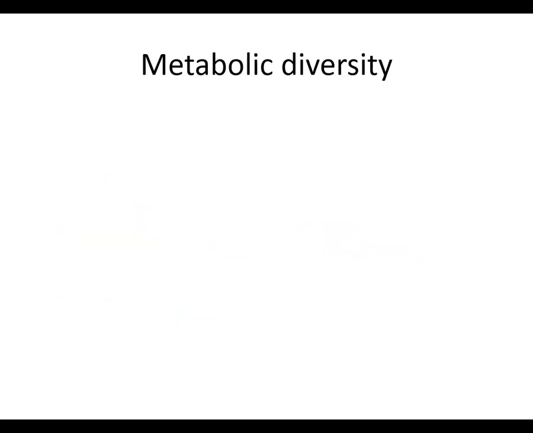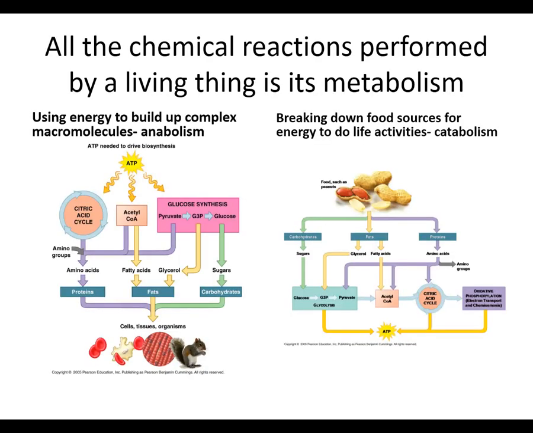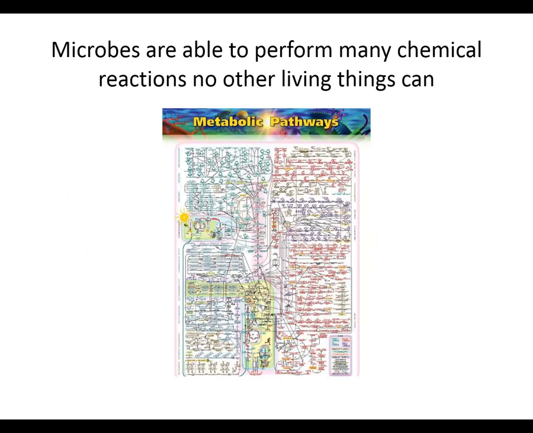So we're differentiating bacteria based on metabolic diversity. Chapter 5 is about learning about the kinds of metabolic diversity that we can suss out with tests. All the chemical reactions performed by a living thing is that thing's metabolism, yeah? We can have anabolic reactions that build up molecules, or catabolic reactions that break things down. And the catabolism and anabolism of various things is different for everybody, and different for all microbes.